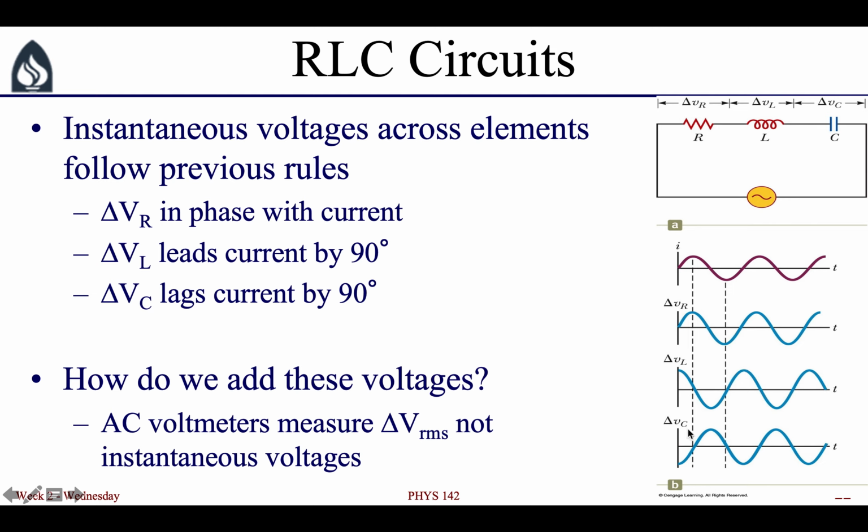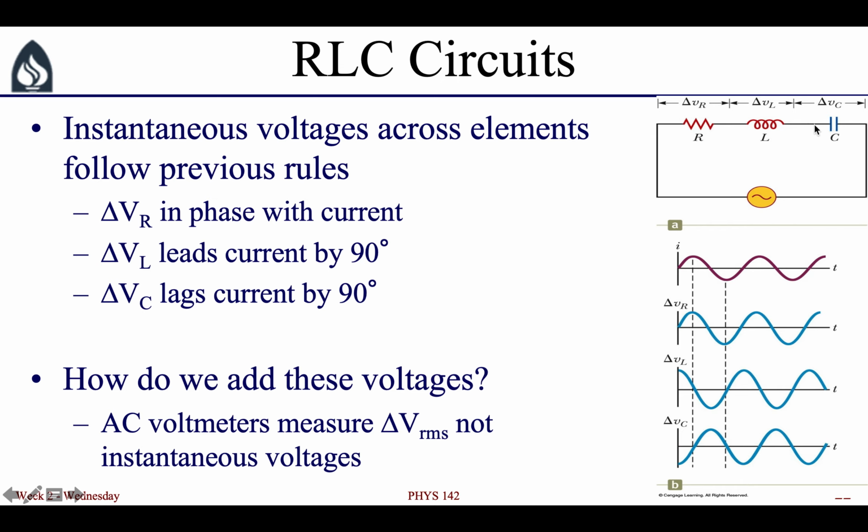And the voltage across the capacitor lags by 90 degrees. So the voltage across the capacitor peaks after the current does. So now the question becomes, how do we add these voltages? If you know the instantaneous voltage across the resistor, the instantaneous voltage across the inductor, and the instantaneous voltage across the capacitor, and you wanted to find the power supply's voltage, you could just add them up.